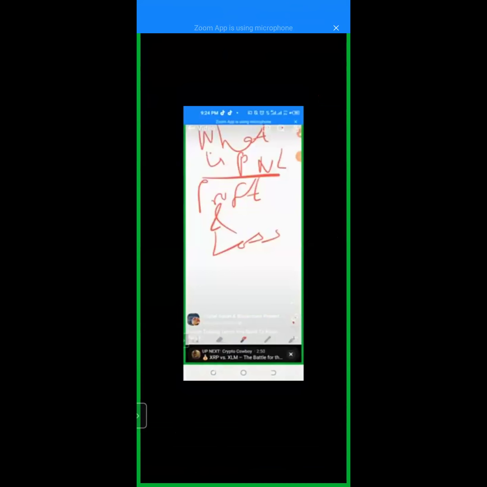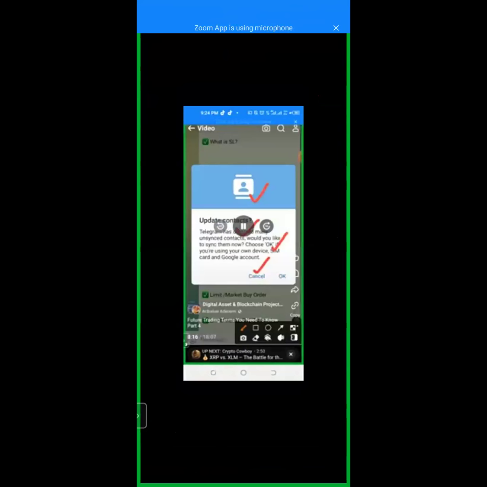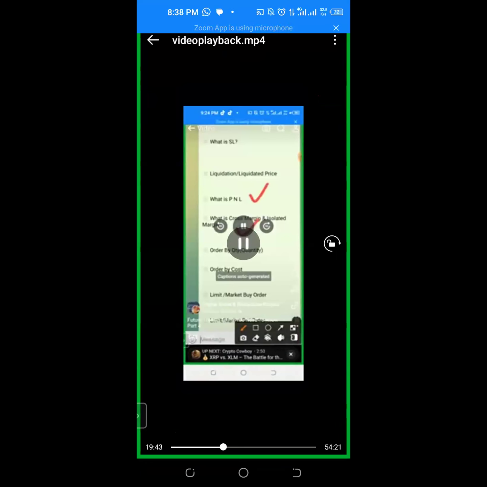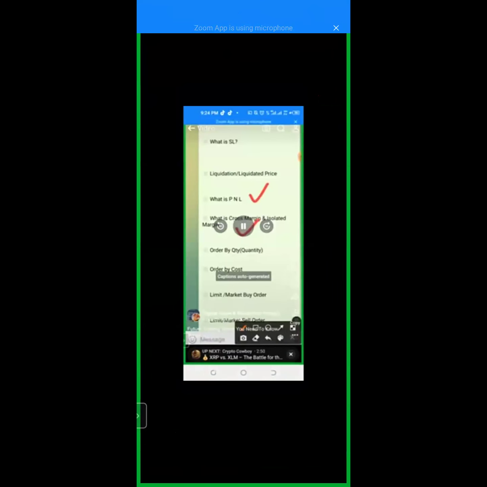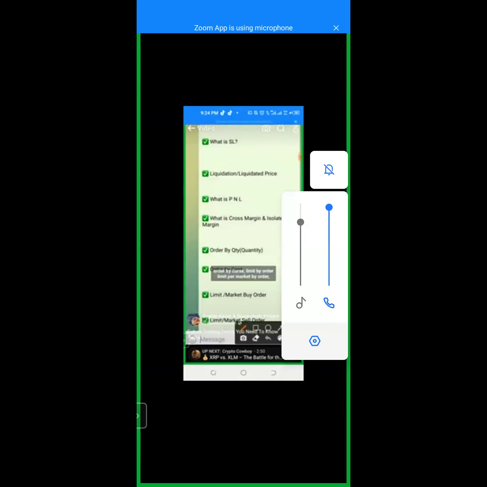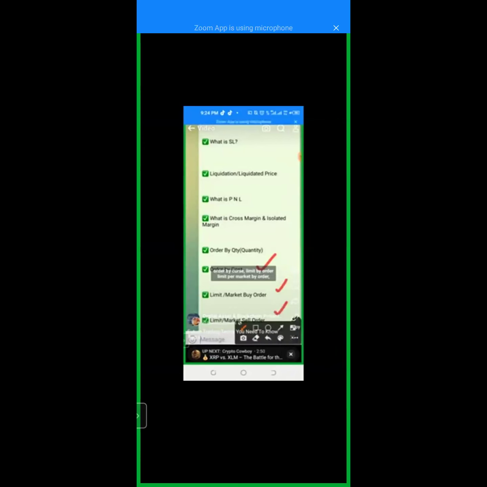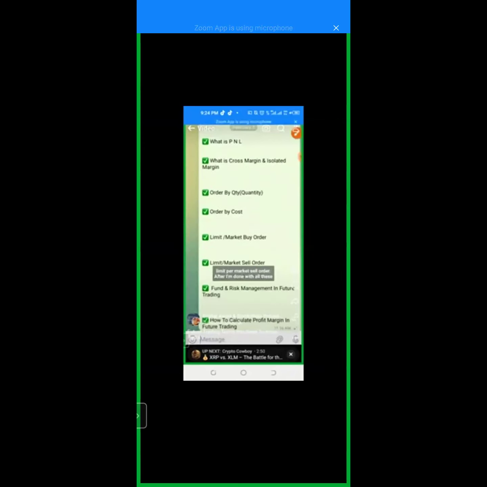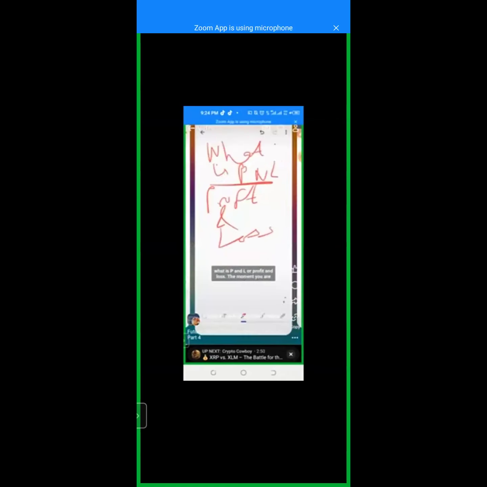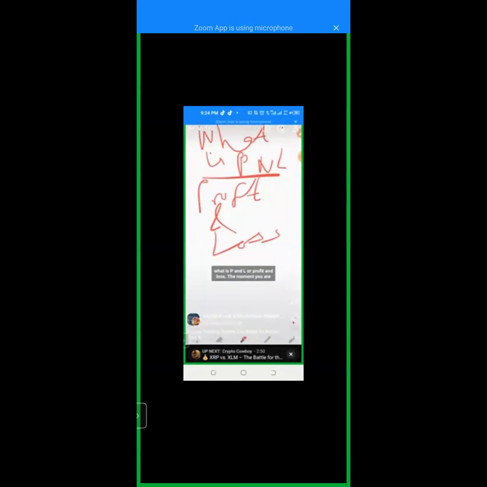Current profit and loss, what is P and L, what is cross margin and isolated margin. Then I will talk about order by quantity, order by cost, limit or market by order, limit or market sale order. After I'm done with all these topics, I will do a video to explain how it looks on the exchange. Now, first and foremost, I want to talk about what is P and L, or profit and loss.